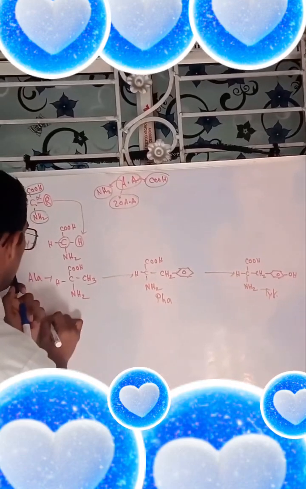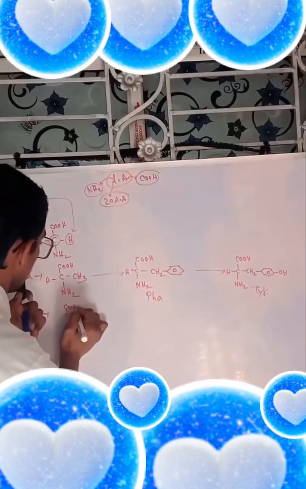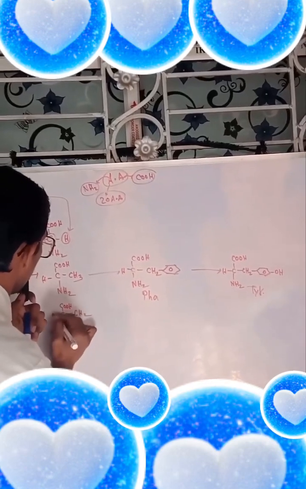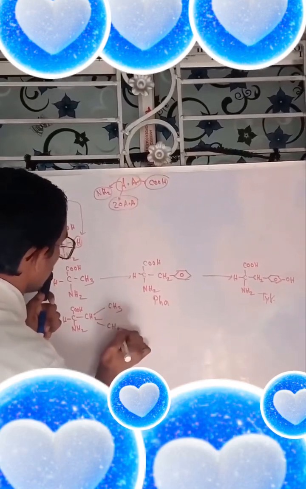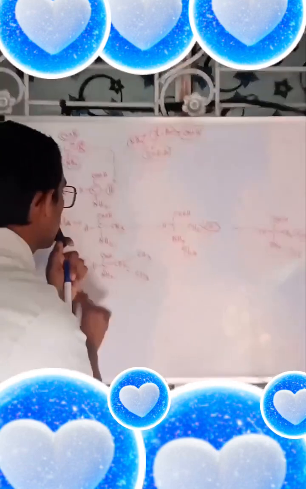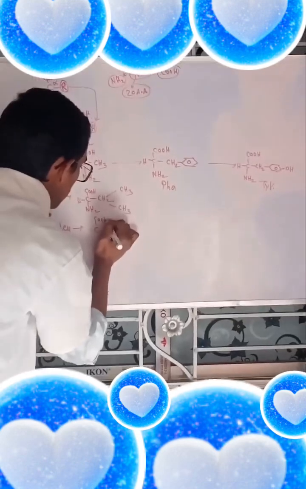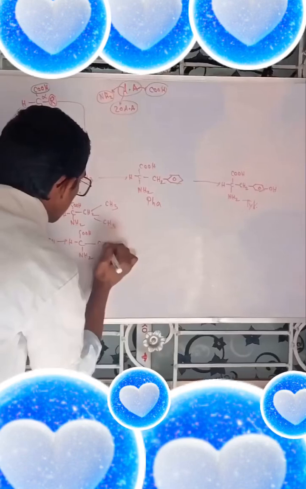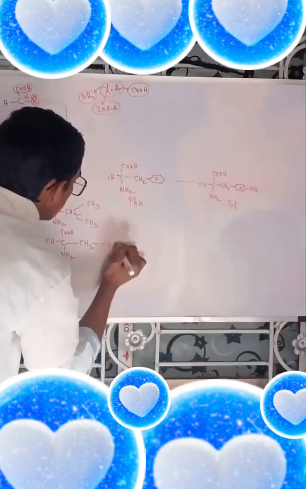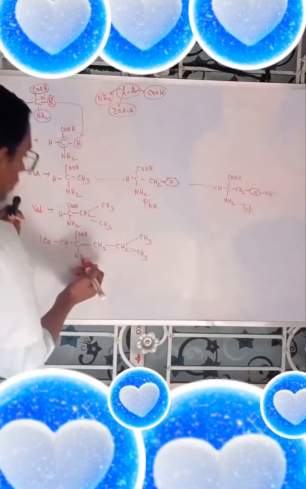Now valine. You can see COOH, NH2, H, and an isopropyl group forming a V shape. This is valine. After that comes leucine: COOH, H, NH2, and CH2 with CH3 groups. This is leucine.